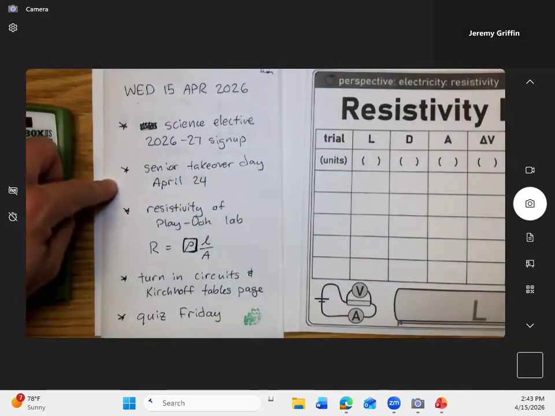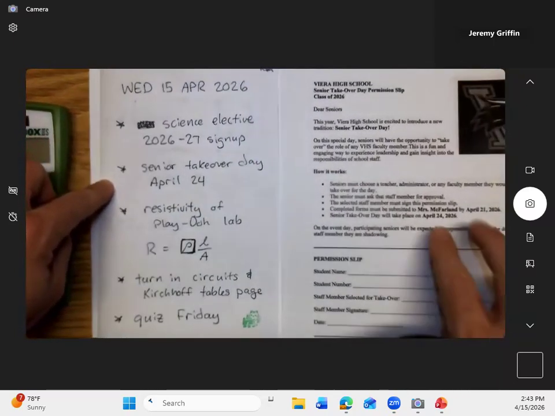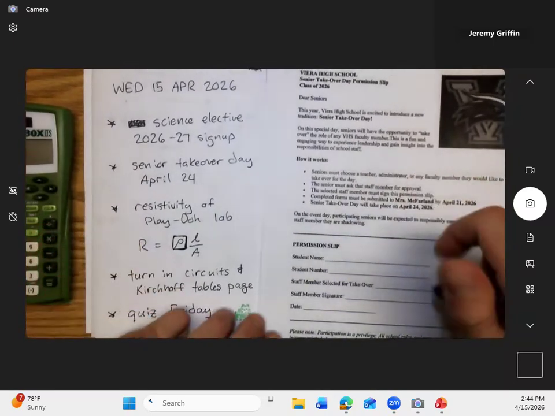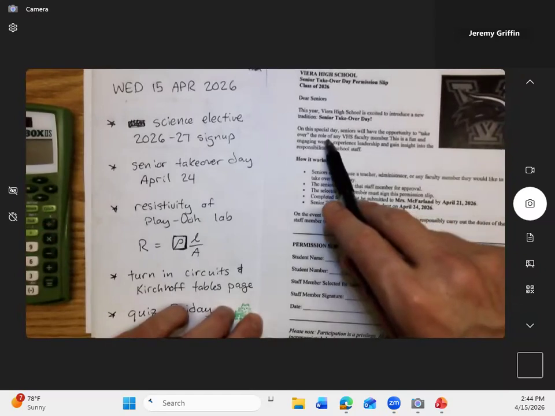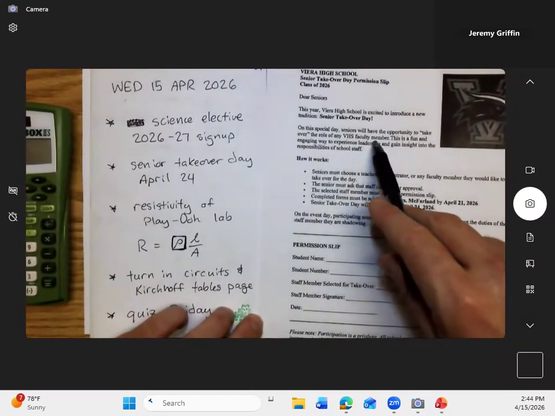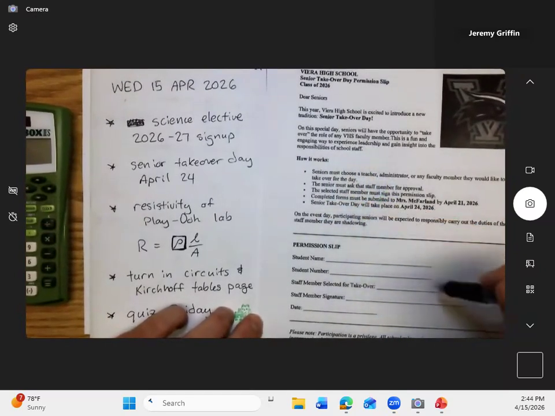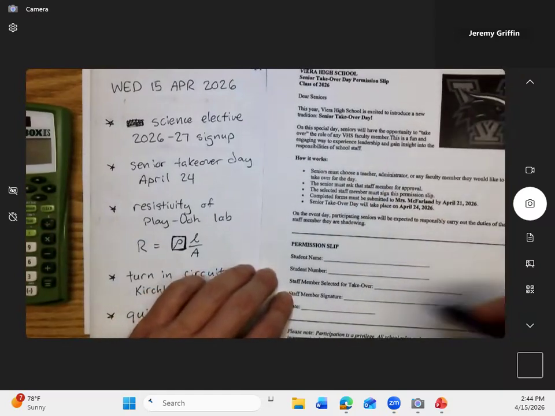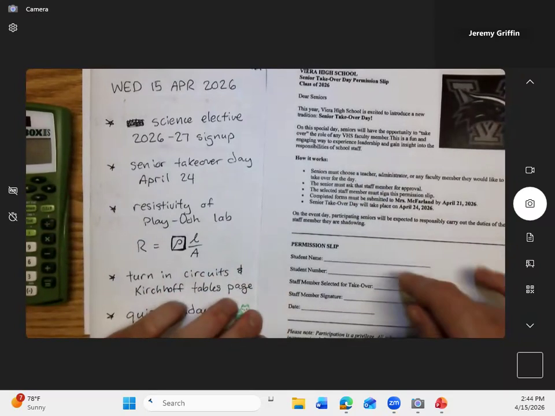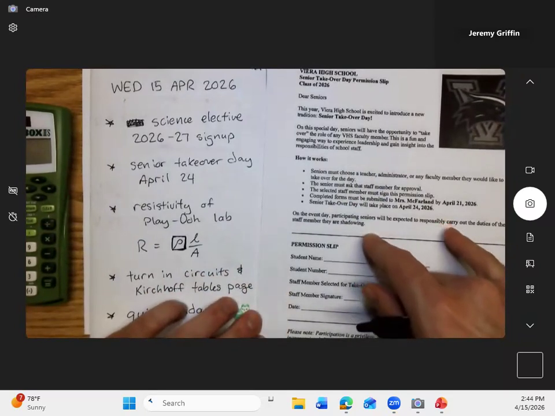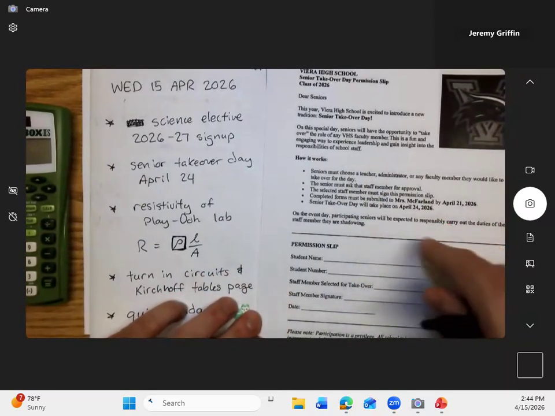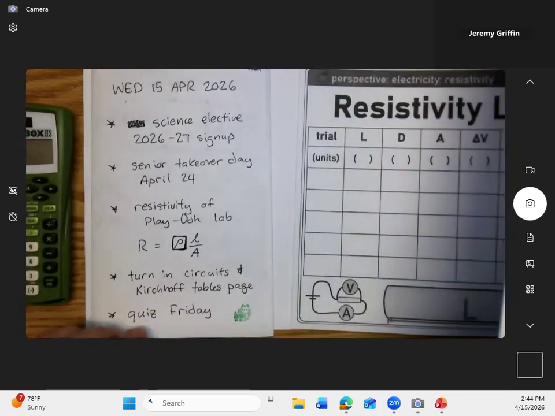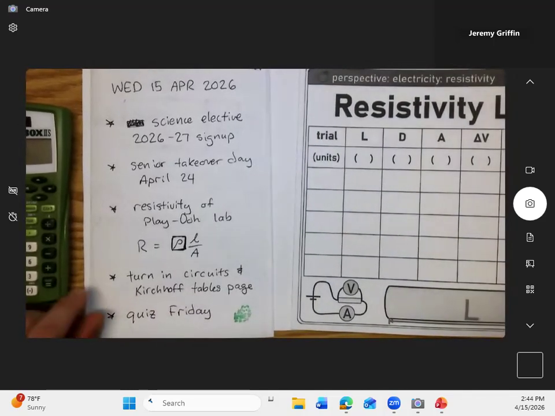We got the senior takeover day, which is Friday, April 24th. I printed out a whole stack of these permission forms. This is from admin. It says take the role of any faculty member. If that's something you're interested in, go ahead and pick up one of these and fill it out. If you wanted to teach physics that day, then let me know. It could be by yourself or with a group of friends. If you want to teach physics on April 24th, then I'll make a space where you could do something like that. Just let me know what's up.